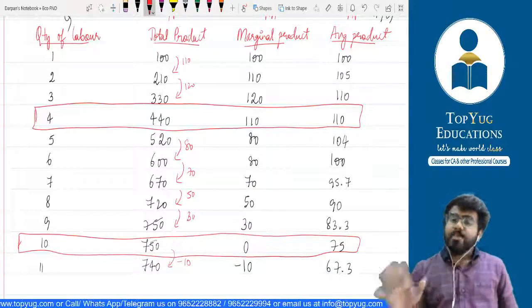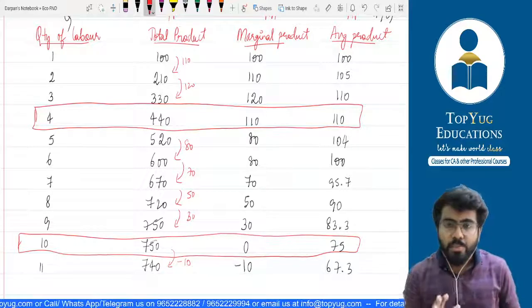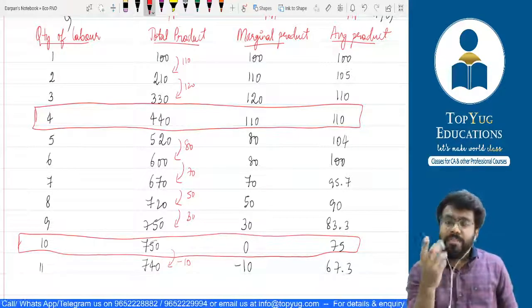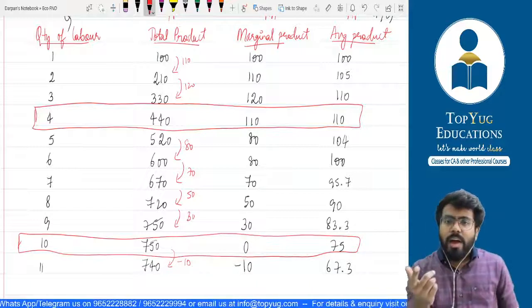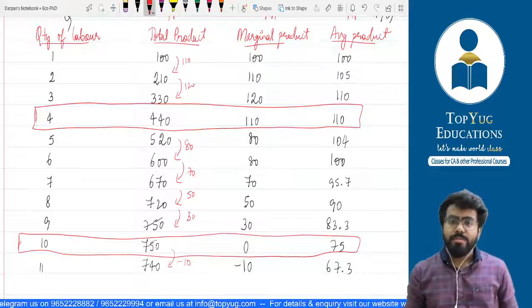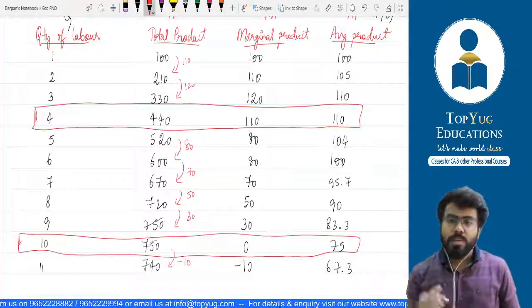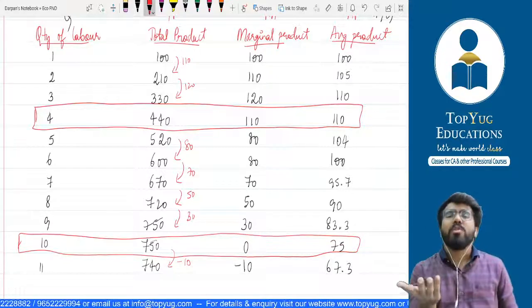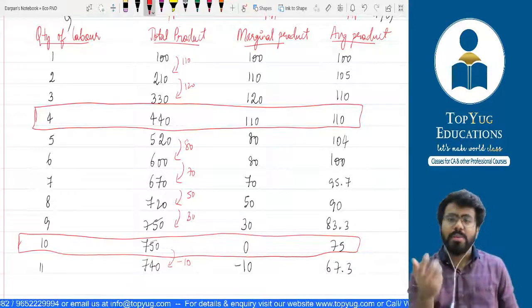Average product will never go negative. Why? For average product to be negative, either total quantity or quantity of labor should be negative, right? Total quantity divided by quantity. But can quantity of labor be negative? Obviously no. Quantity of labor negative में जा सकता है क्या? नहीं.